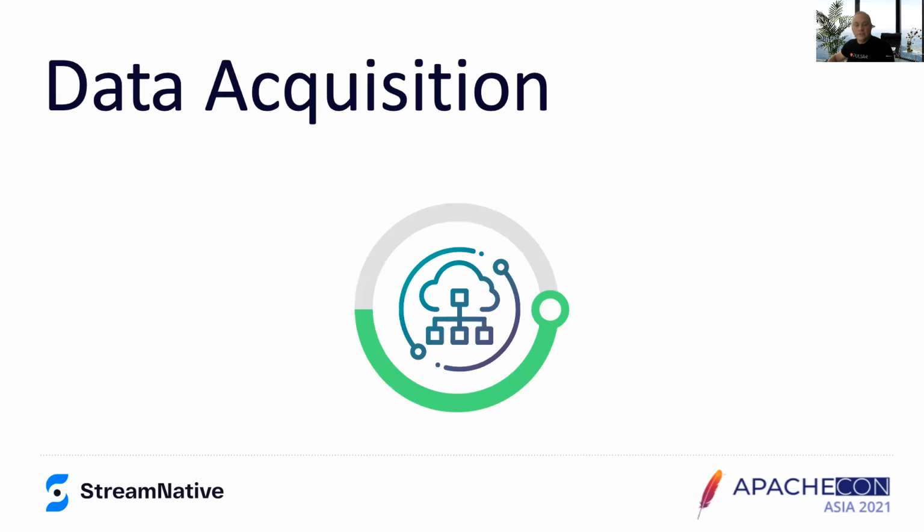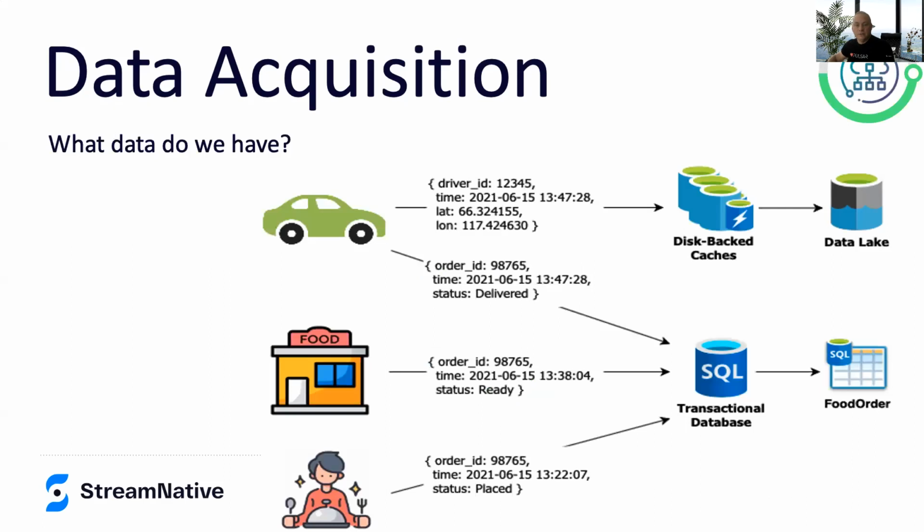So once we made that decision, we know what we're trying to solve. Let's look at the data acquisition phase. What data do we have available in order to use with our machine learning model to make these predictions? So again, what data do we have? Well, there's a relational database out there that keeps track of the different life cycle of the food order itself, right? So there are 3 different actors again.